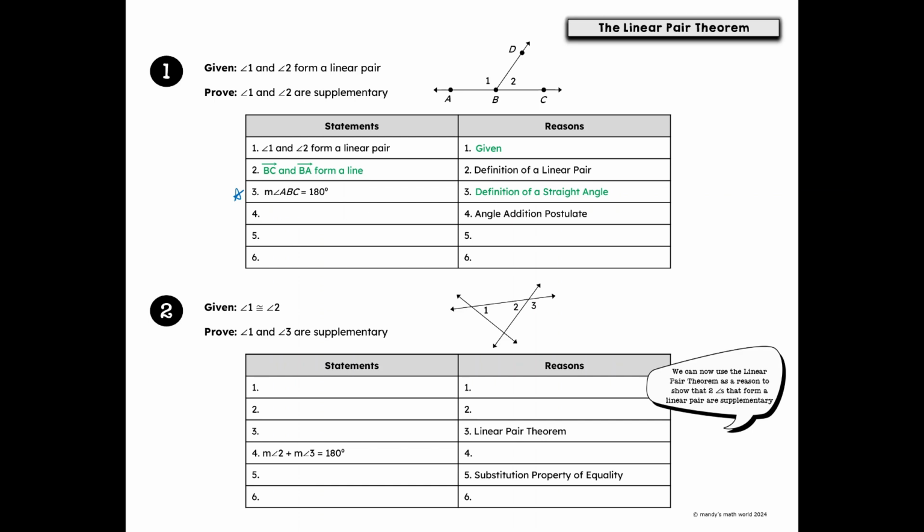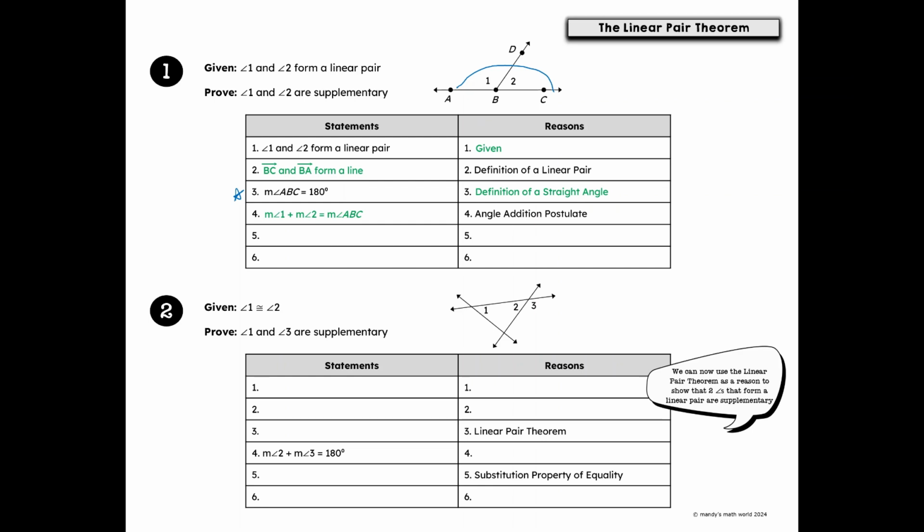The linear pair right here, this entire angle, is a straight line, which means its angle measure is 180 degrees. So I can say, and I have it there as my clue, that the measure of angle ABC is 180 degrees, and we know that by the definition of a straight angle. Our next clue in our proof says the angle addition postulate. Okay, well, let's form an equation based on that. We know that the measure of angle 1 plus the measure of angle 2 equals the measure of angle ABC. It's the whole thing.